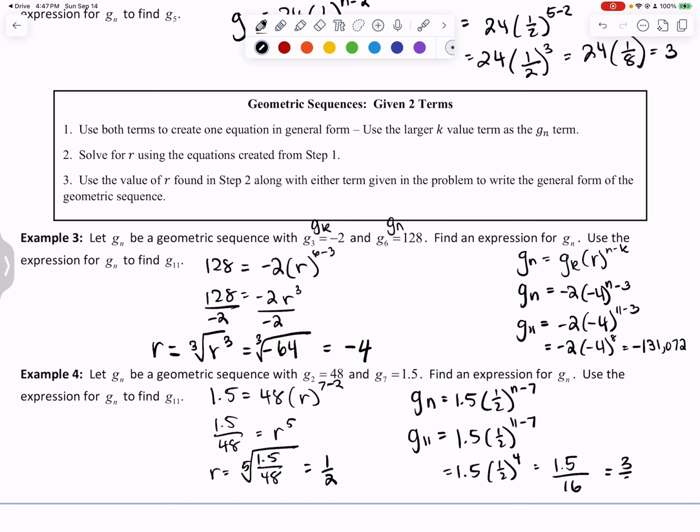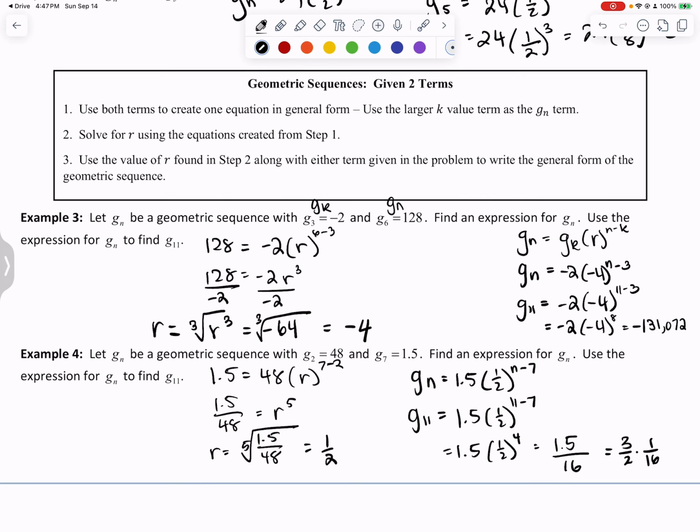1.5 is just 3/2. So I actually can do this by hand. 2 times 16 is 32. So this is 3 over 32. And 3 and 16 do not have any common factors, so 3 over 32 does not either. That is our fully simplified form.